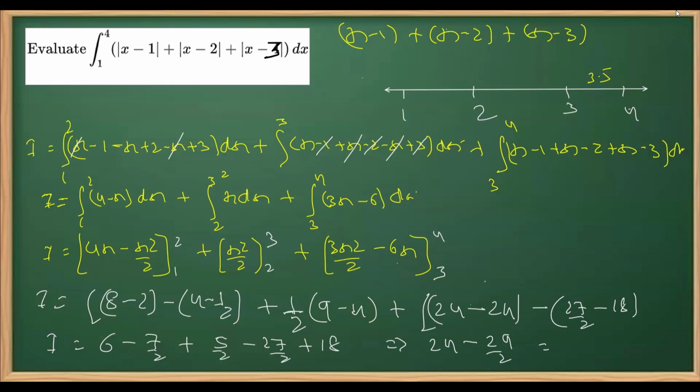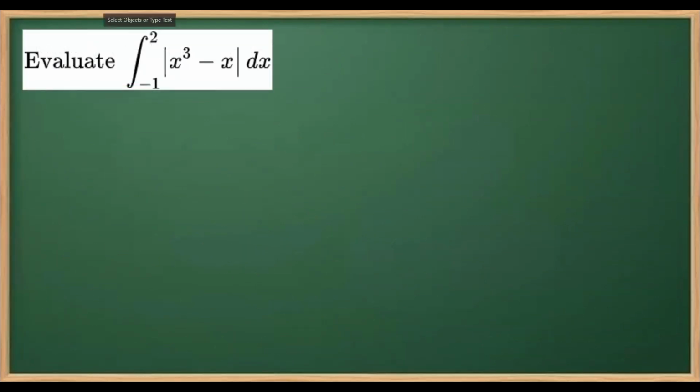And finally it is 48. Yeah, 48 minus 29 by 2. So that is 19 by 2. Am I right? 48. Yeah, 48. 18 minus 9 is 9. That's correct. So this will be the final answer for this.